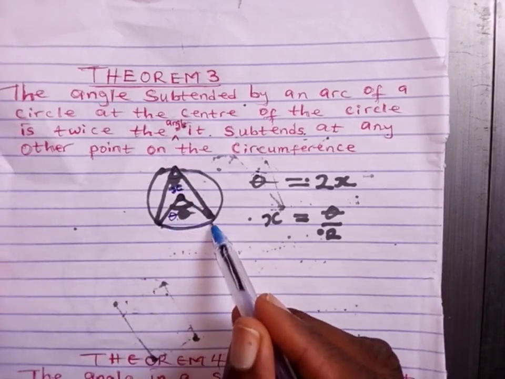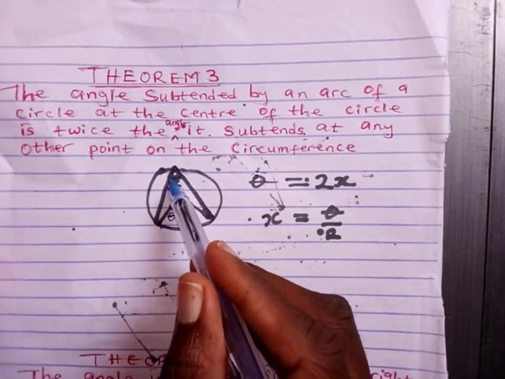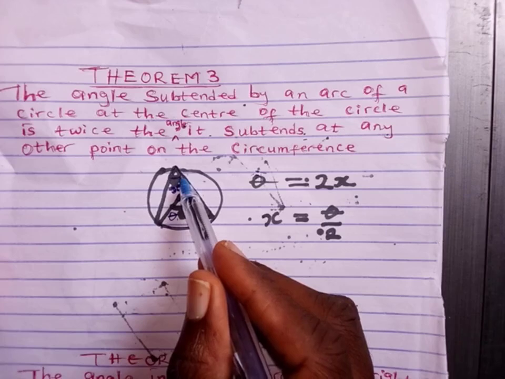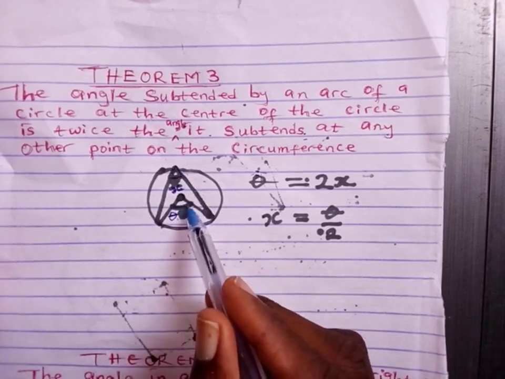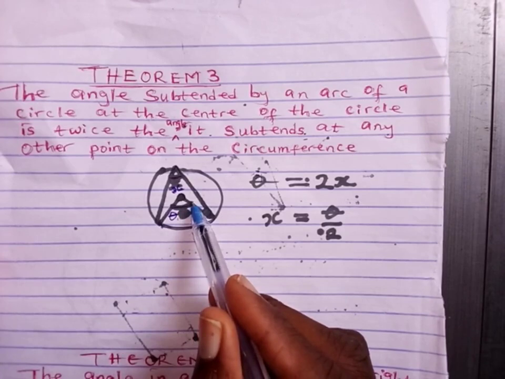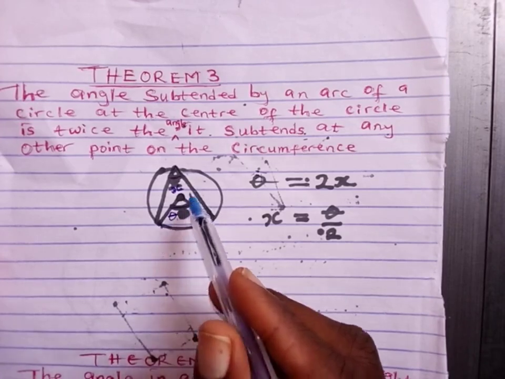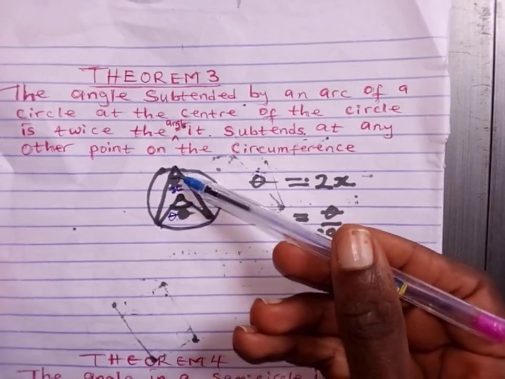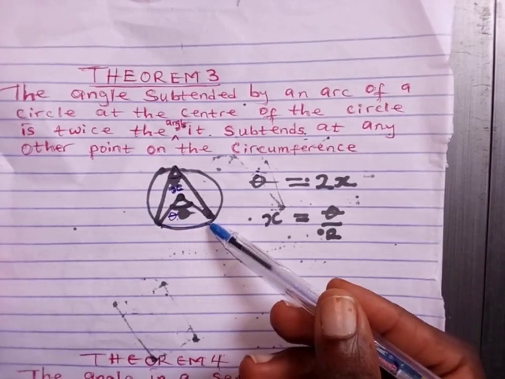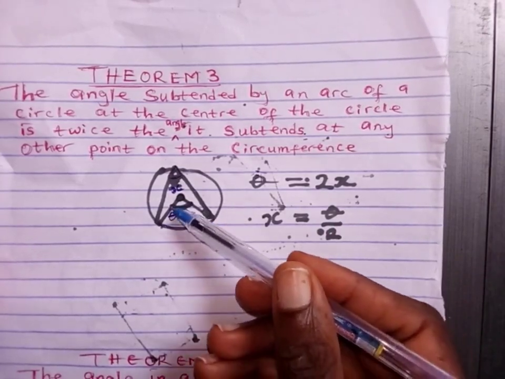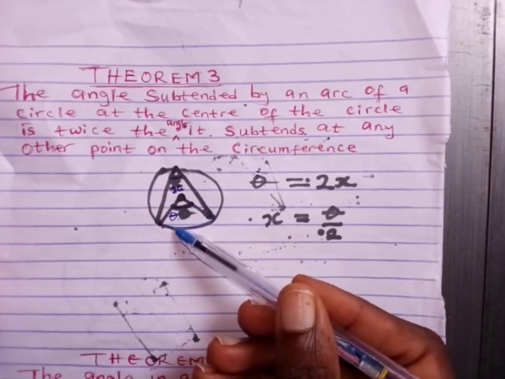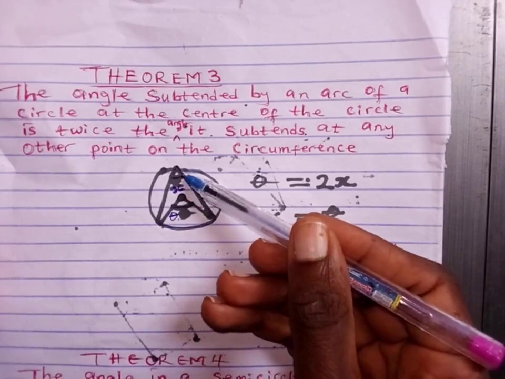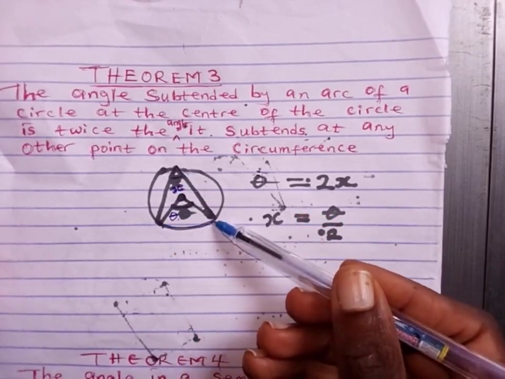So we established that when we multiply this angle at the circumference by 2, it gives us the angle at the center. That's what the rule is saying. But it's important to take note that the angle at the circumference must be coming from the same arc. The angle formed at the center is coming from this arc. Likewise, the angle formed at the circumference is also coming from the same arc.